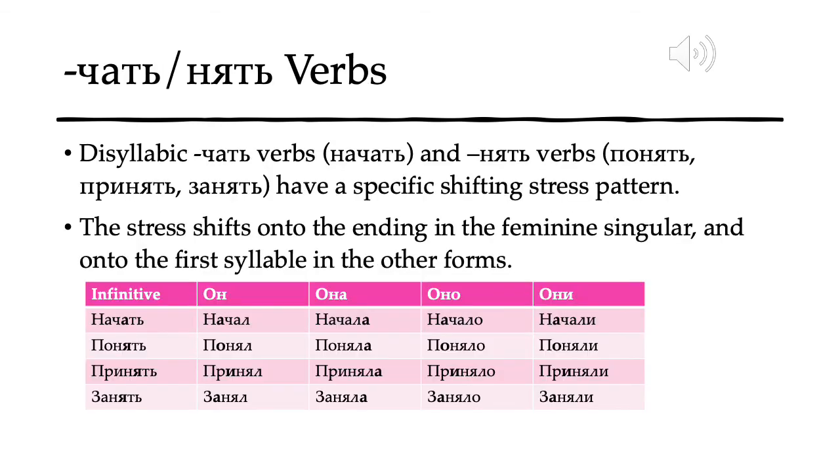And then we have чать, нять verbs. These are normally disyllabic verbs ending in чать, like начать, or нять, like понять, принять, занять. And these verbs have a specific shifting stress pattern. And the pattern is that the stress shifts onto the ending in the feminine singular, which is pretty common for shorter verbs. But the unusual thing is that it shifts onto the first syllable in the other forms.